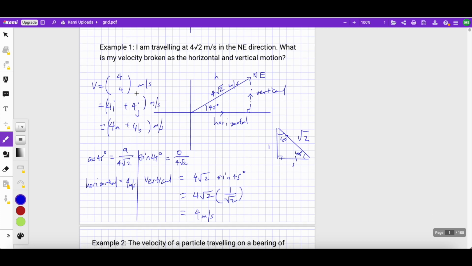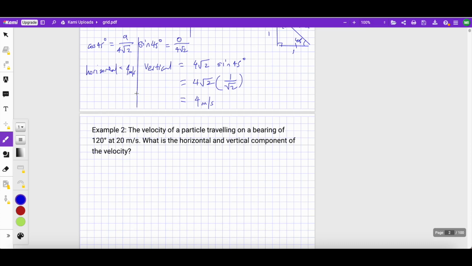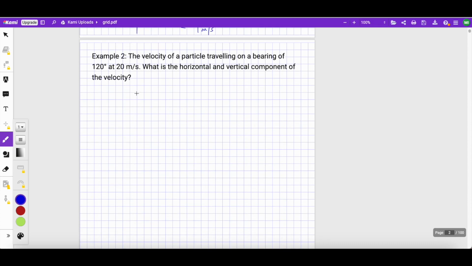Okay. Now, let's look at example 2. It's kind of similar to what we have done in example 1, but let's look at what's going on. In example 2, we have the velocity of a particle traveling at a bearing of 120 degrees at 20 meters per second. They want the horizontal and vertical components of velocity. So let's draw the diagram first. For 120 degrees, my bearing would be something like that, right? This is 120 degrees.